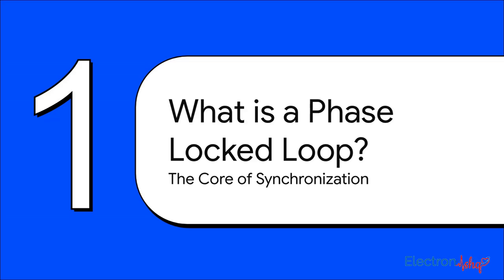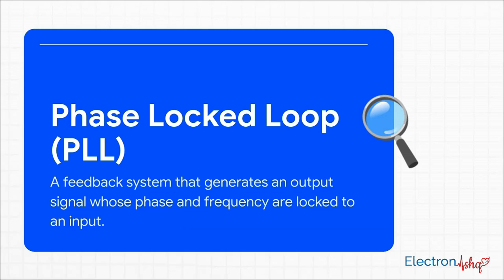What exactly is a phase-locked loop? Well, if you boil it down to its absolute core, it's basically a machine built for one purpose, creating and maintaining perfect synchronization. So what you're looking at here is a type of control system, and its one and only job, its whole mission in life, is to generate an output signal and then constantly adjust it, until its phase and frequency are an exact match, or locked, to an input signal. It literally forces two different signals to march in perfect step.